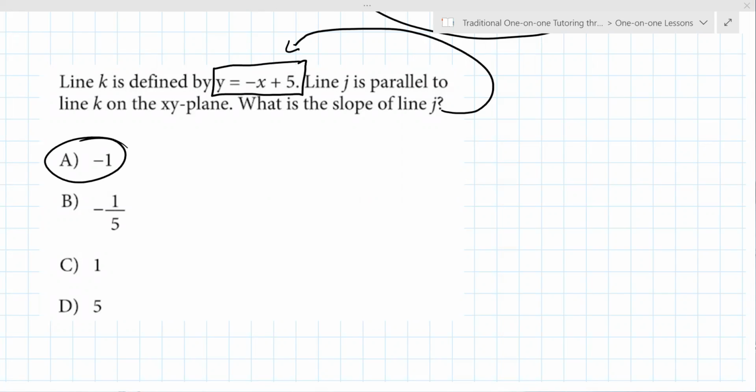Looking for another parallel before we go to perpendicular. Okay, so it doesn't look like you're going to get an easy parallel, but you'll probably get a perpendicular, so we'll talk about that next.